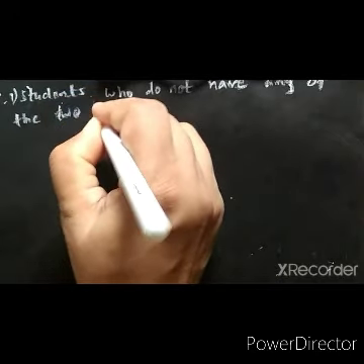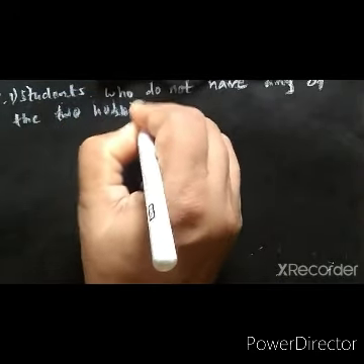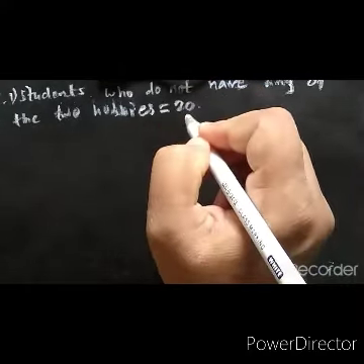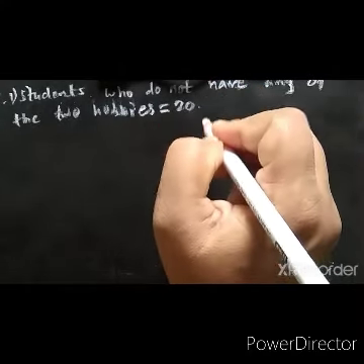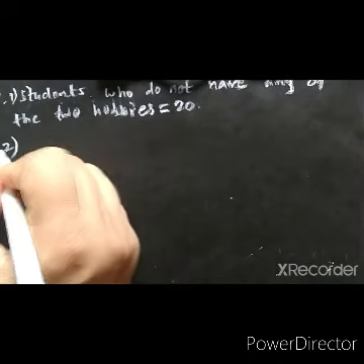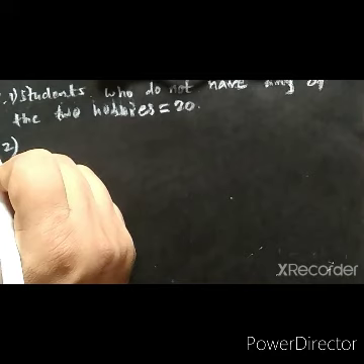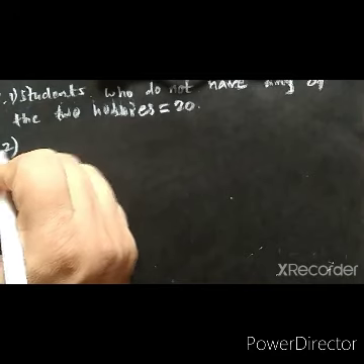Any of the two hobbies, therefore, is equal to 20. So 20 students do not have any of the two hobbies. Next one: how many students follow the hobby of rock climbing only?